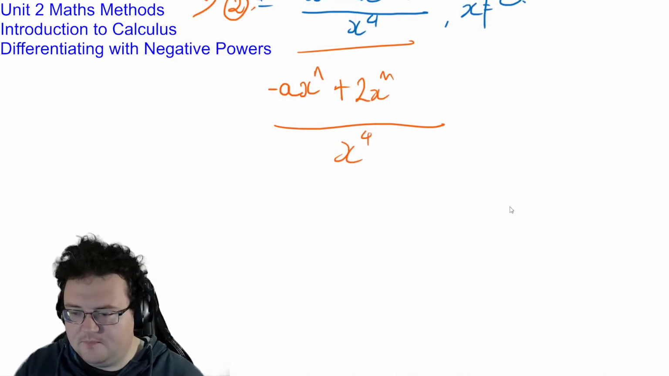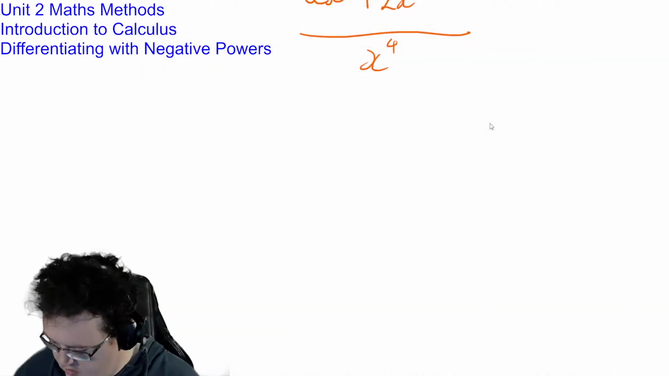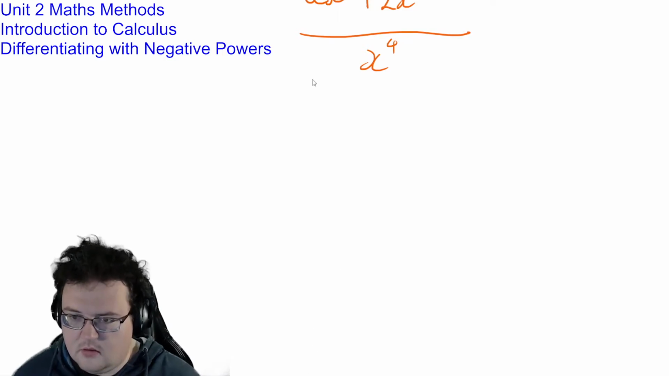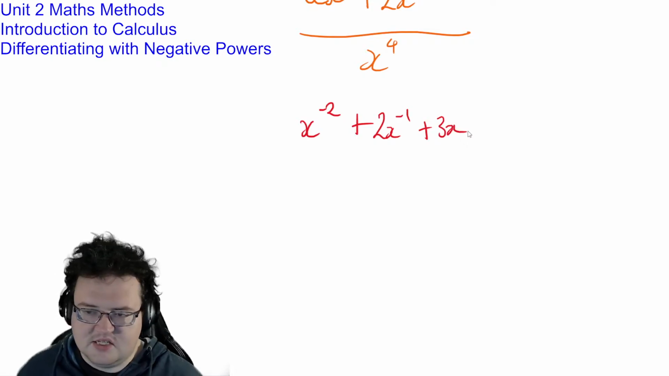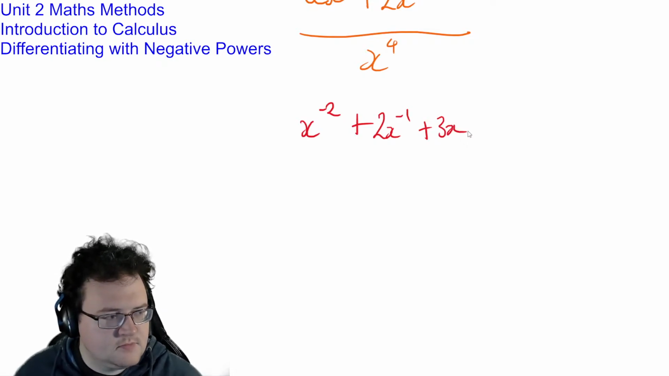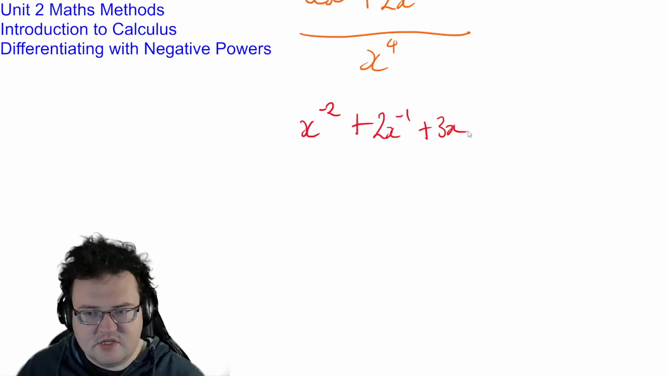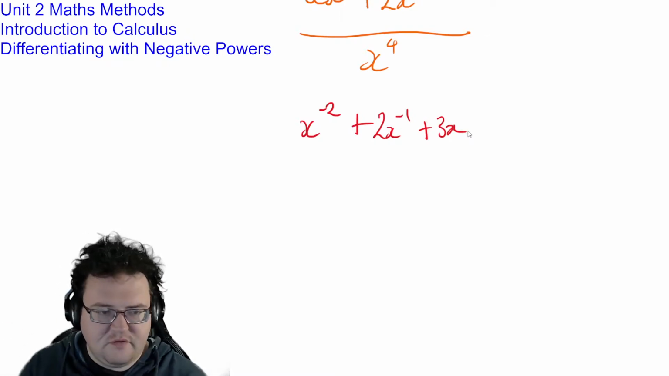All right, so if we look at x to the minus 2, 2x to the minus 1, plus 3x. All right, so this one's a little simpler because there's no fractions, there's no calisthenics to be done.